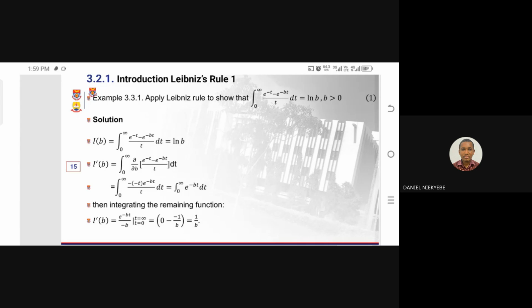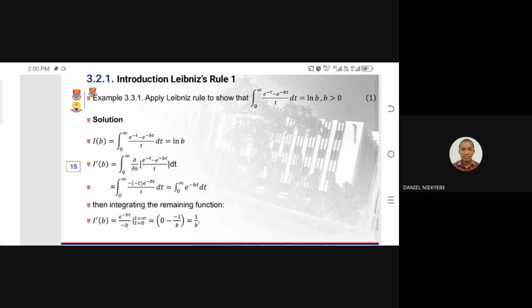So there's another example here. We have the integral of 0 to infinity of e to the power negative t minus e to the power negative bt, all over t dt, is equal to ln b, where b should be greater than 0. So for this, you go through the process, the Leibniz rule.